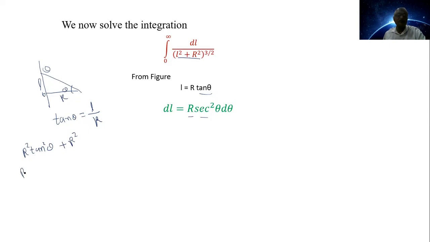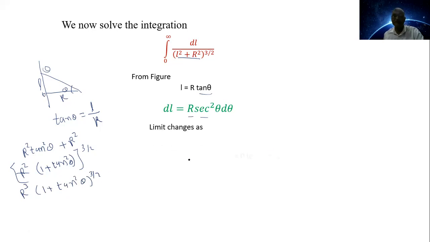We can take the common factor R square, and in the bracket what we have left is tan square theta plus 1. That is, we write here 1 plus tan square theta, and this bracket is again raised to 3 by 2. Now we can solve this bracket again, and we get R square raised to 3 by 2, that is R cube. R cube in bracket 1 plus tan square theta raised to 3 by 2. And we can put these values here.